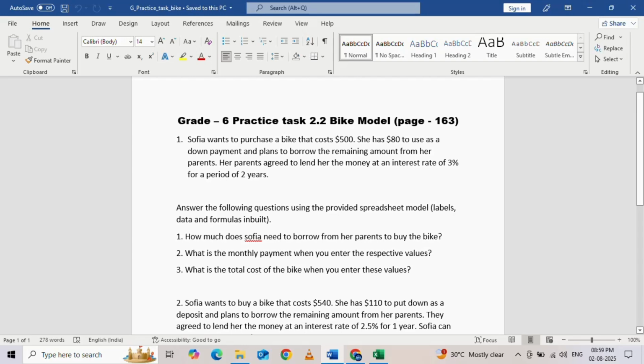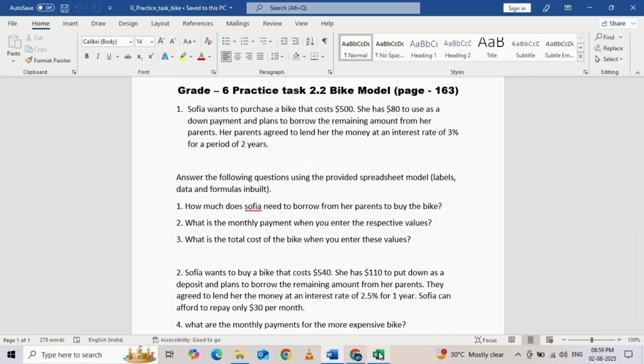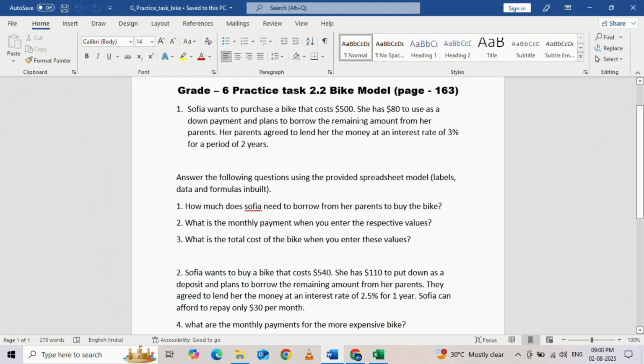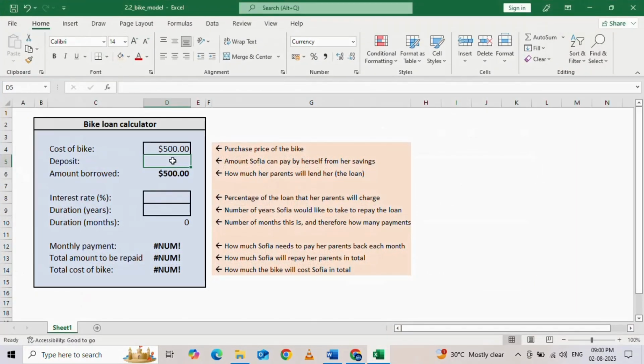Okay, here are the following questions. Insert the data related to the cost of the bike, because it has not been given. We need to insert the data from the task provided. The cost of the bike given in the task is $500. I have provided the data for that cell. And for the deposit, that means the amount Sophia currently has and would like to pay as a down payment, that is $80. Let us input the same for the deposit, $80.